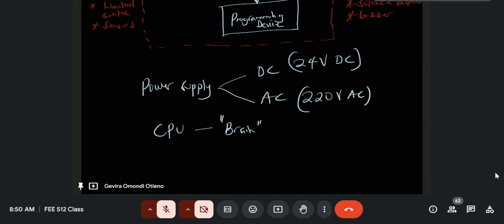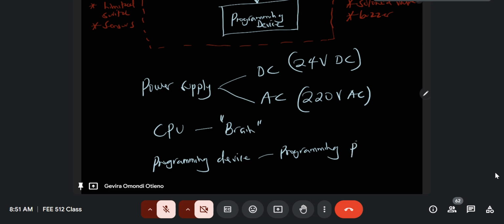And then, like I said, you've got the programming device. The programming device, ladies and gentlemen, is where you enter your desired program that will then determine the operation of the PLC, or the sequence of the operation of the PLC. So this is the programming platform.